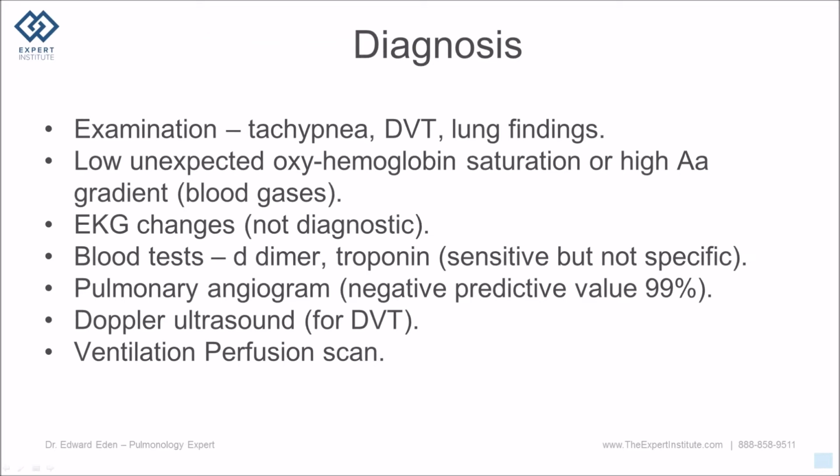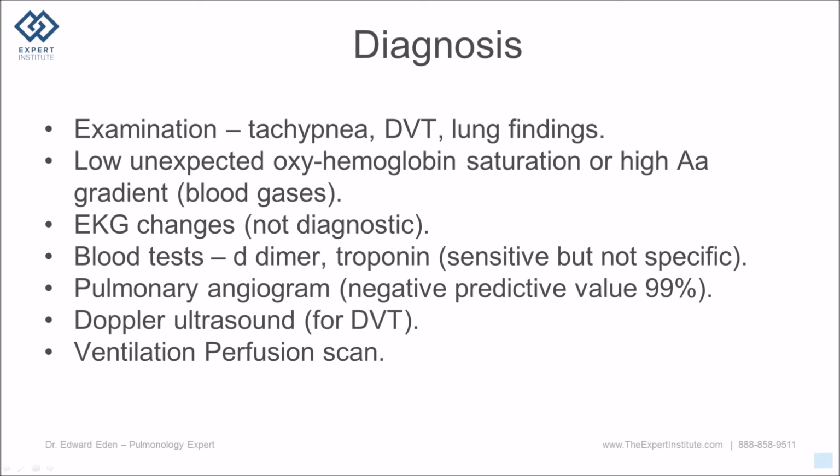Blood gases can be helpful. Generally, a low oxygen hemoglobin saturation, unexpected in an otherwise healthy patient, or on blood gases, a specific finding called the AA gradient, which is the difference between the arterial and alveolar oxygen. EKG changes are common, particularly in large pulmonary embolism, but are non-diagnostic. Blood tests, D-dimer and troponin, are quite sensitive, but they are not specific to the diagnosis of pulmonary embolism and may be found in a variety of other conditions, including heart disease.